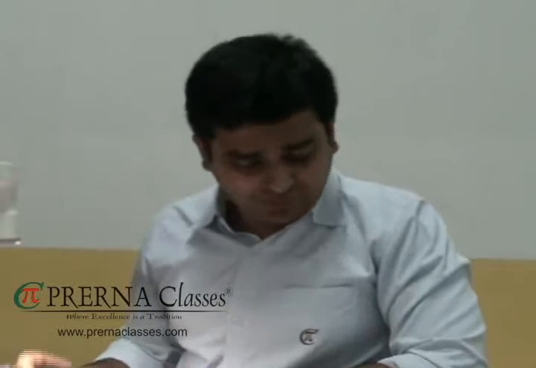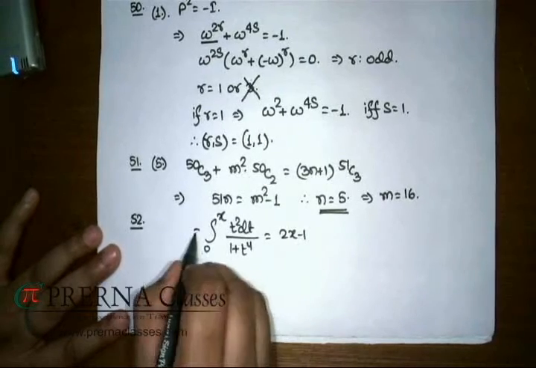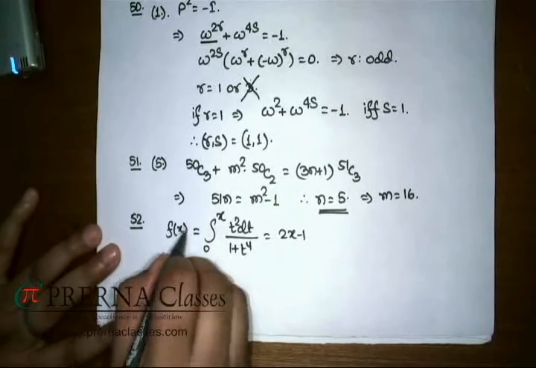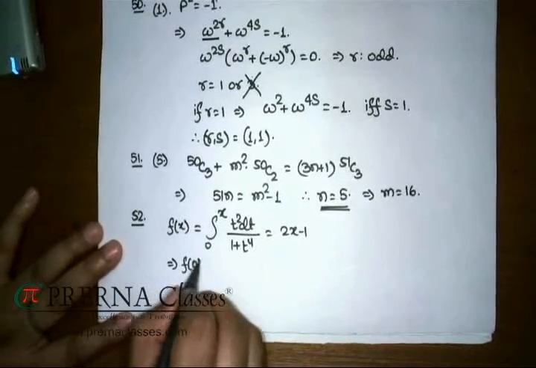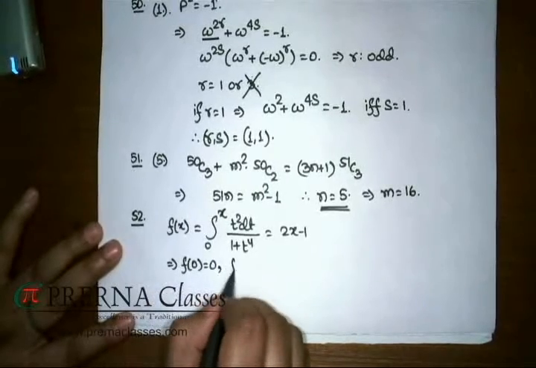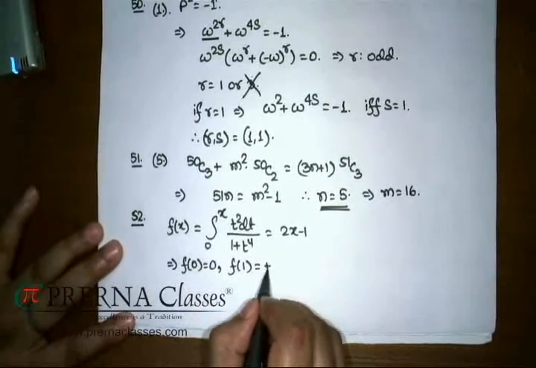And in the next problem of this section, you have some integral equation given and you have to figure out the number of solutions of this equation. Suppose if I were to take this left hand side as f of x, one thing is quite obvious, that f of 0 is 0 and f of 1, whatever that value is, that is going to be a positive quantity.